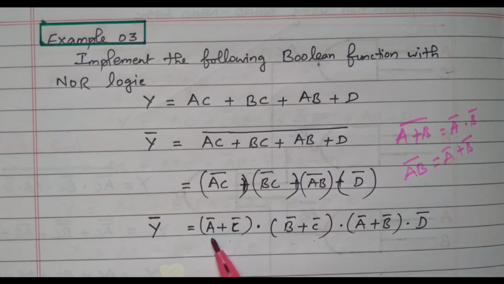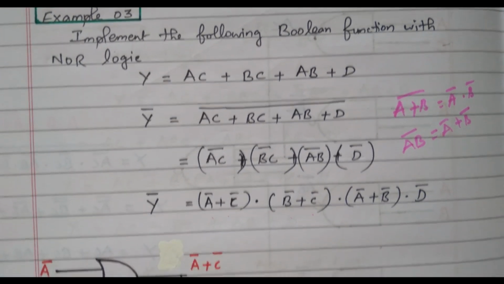Now we got A bar plus C bar as one term, B bar plus C bar as another term, A bar plus B bar as the third term, and then the fourth one is D bar. Now we can implement this with the NOR logic, because here the plus symbol is available. So there are four functions: A bar plus C bar, B bar plus C bar, A bar plus B bar, and D bar.